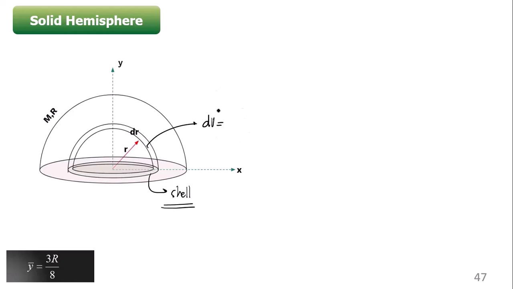That is surface area into thickness. So that is a method by which I can calculate the volume of this shell geometry. Now what is surface area? That is 2 pi r square. So 2 pi r square is the surface area into thickness. Thickness is dr. So that is the dv, the volume of this shell geometry.